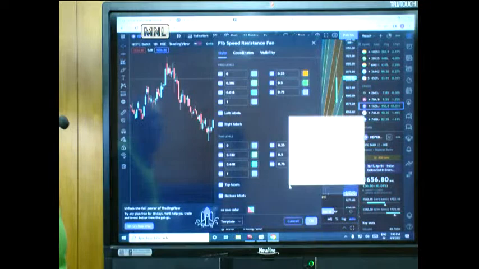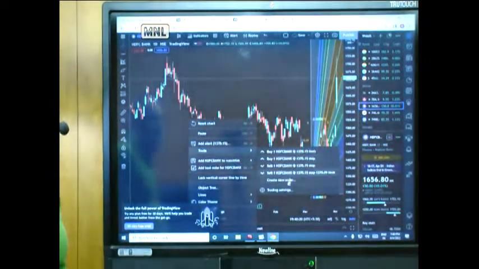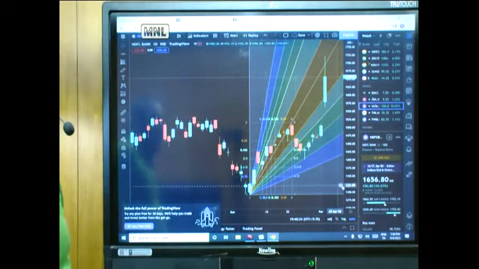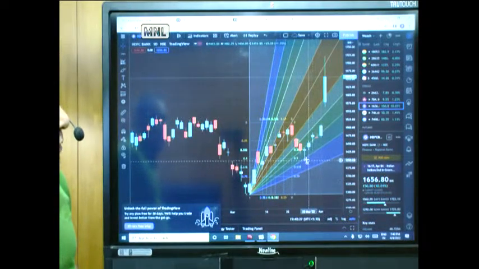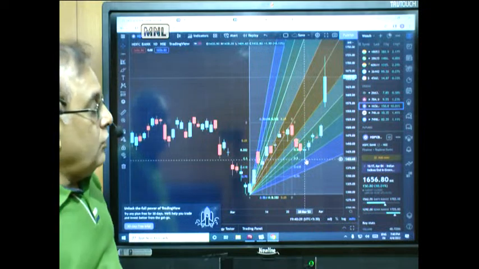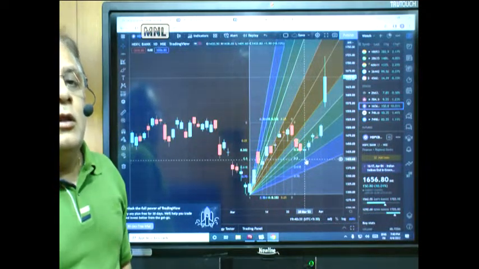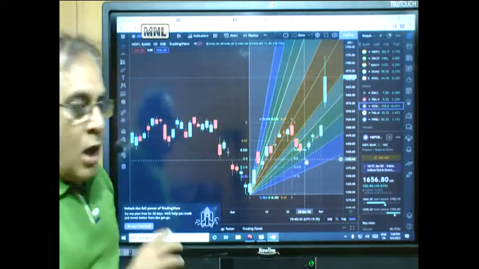If you see the support here, this is the 0.618 level, so it took the support here. This is what we are expecting, that HDFC Bank, if it starts to come to that particular level, we should be a buyer.